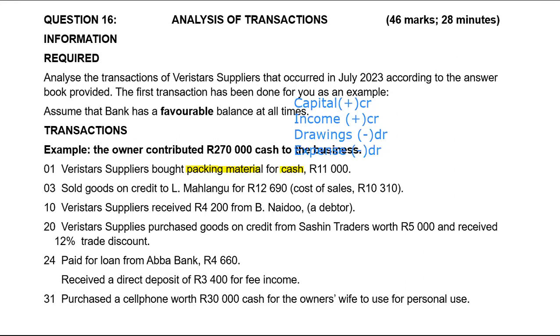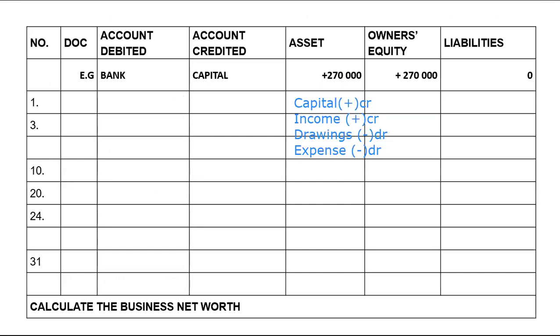I will debit packing material, which is an expense, and credit bank, which is an asset. Bank will decrease your asset because money is going out, and owner's equity will be decreased by packing material because that is an expense. I indicated even there that expenses will reduce your owner's equity.